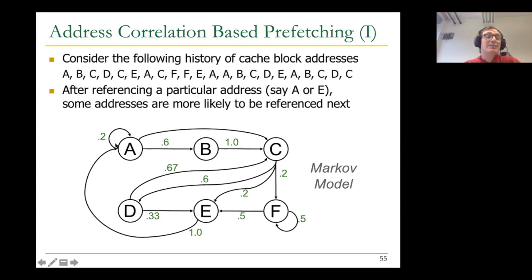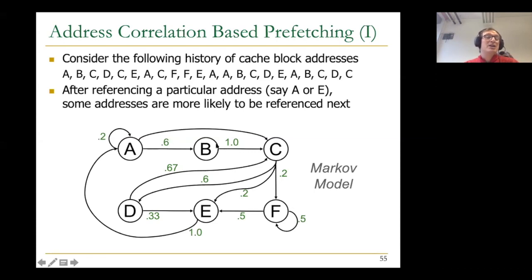And what is a Markov model? Basically, you have these states which describe the address that you've seen, and state transitions which describe what address you're going to see next based on what you've seen so far, and the probability of that transition. That's the idea. It's very simple.